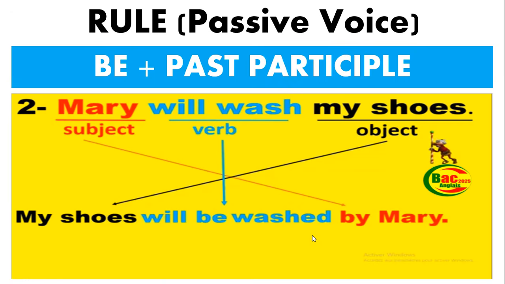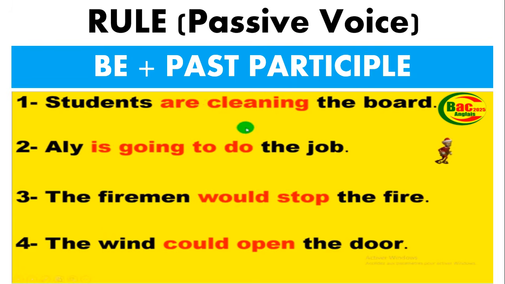I give another example if I want. Mary will wash my shoes. My shoes will be washed by Mary. So will wash is in the future. I'm going to put be in the future plus the past participle of wash. Here is the rule. Then I give the students examples to practice.